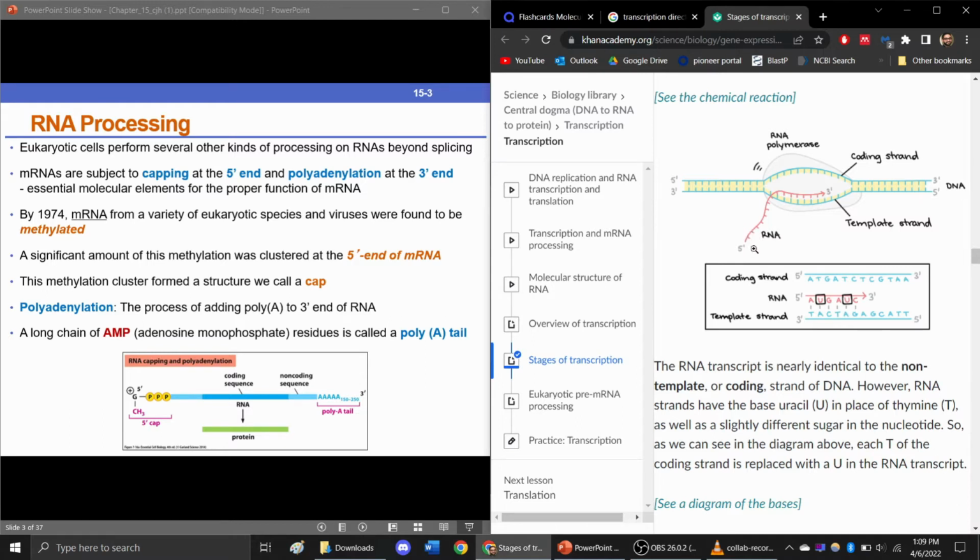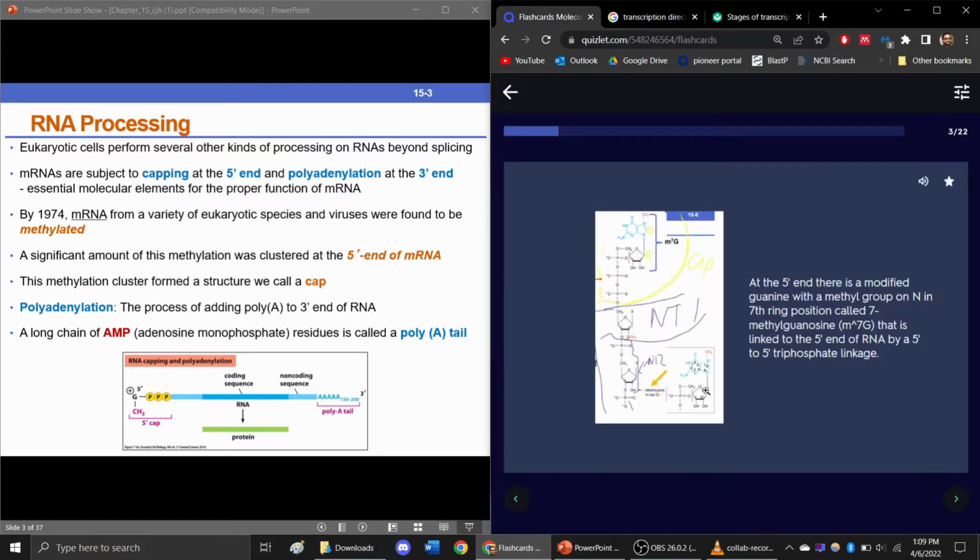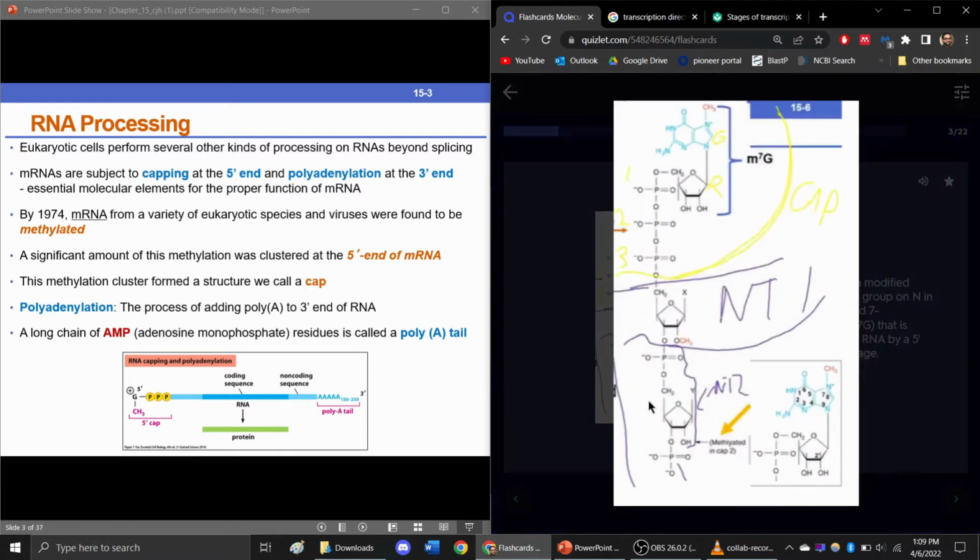Something notable about the cap is that there's a lot of methylation around the cap. And when we take a look at the structure, this is a messy picture that Dr. Doud drew when I was taking her class, but I'll break this down. It actually makes sense. There's method to the madness. So up here on the top is your cap.